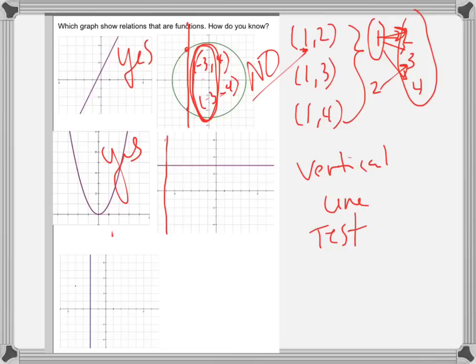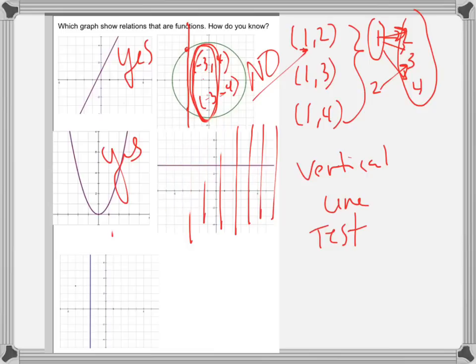Now this horizontal line is pretty nice. Because look, any vertical line will only intersect the horizontal line once. So this ends up being a function. So yes, this is a function.